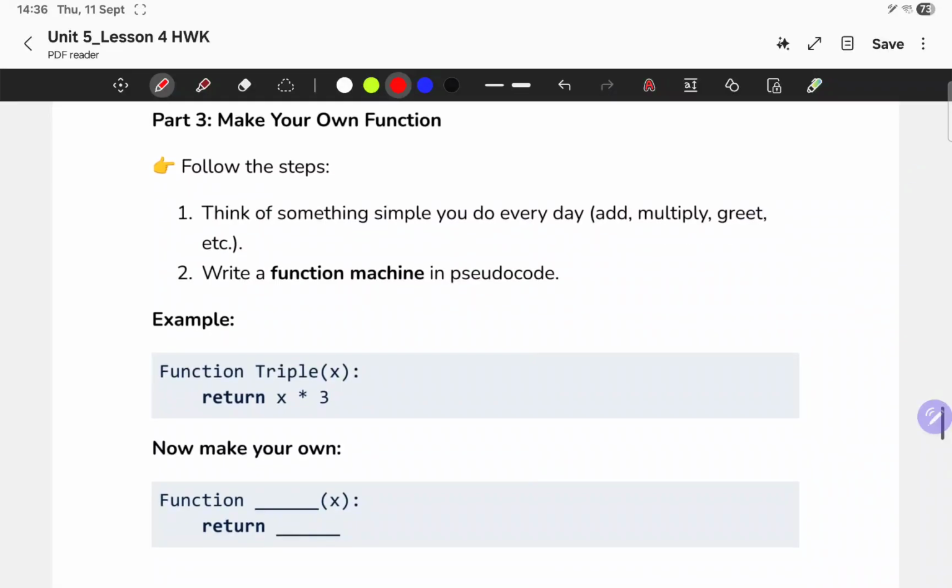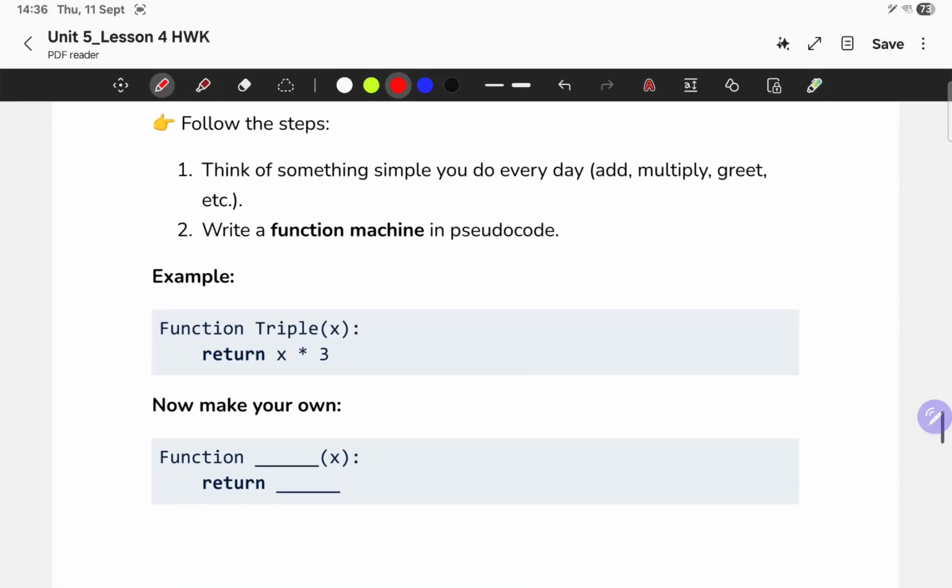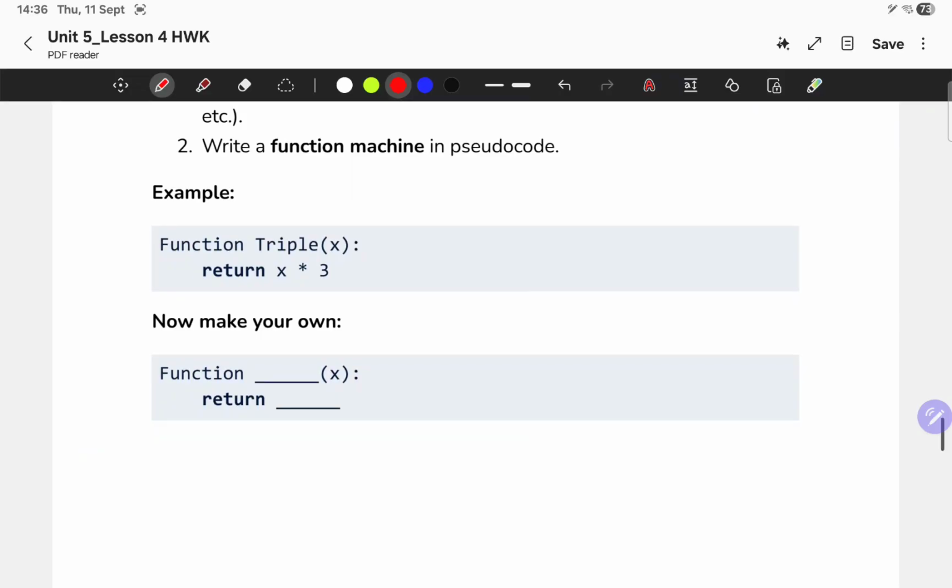Great, let's move on. So here we're going to make our own function, and as you can see, we have an example which is triple. So everything I put into this function is going to triple. Now, I want you to make your own function. It can be something really silly, it can be something really fun, it can be something useful, whatever you want. And for example, I'm going to make something called half. So whatever I put into this function is going to half that input and return a number.